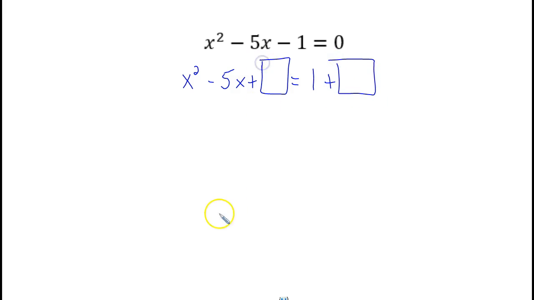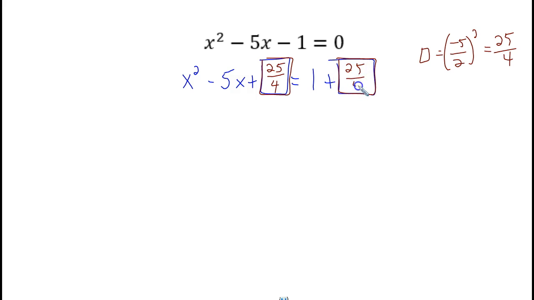I've got to find what goes in that box. What is the missing thing that goes in this box? And we know to find that missing thing that goes in the box, we do b over 2 squared. In this case, the box is going to be equal to negative 5 over 2 squared. Well, negative 5 times negative 5 is positive 25. And 2 times 2 is 4, so we get 25 over 4. And that is what we're going to add on both sides. 25 over 4.